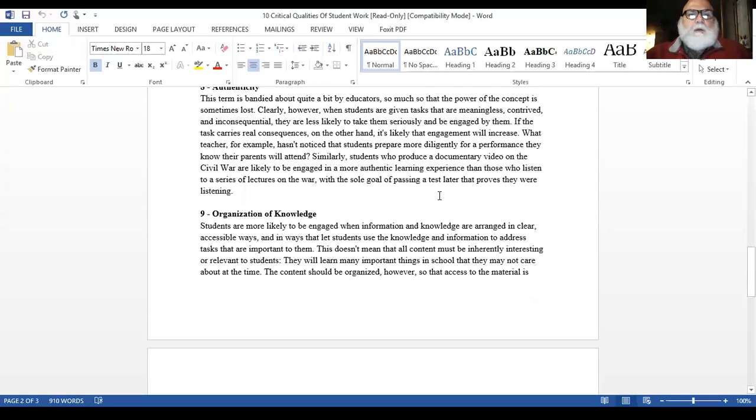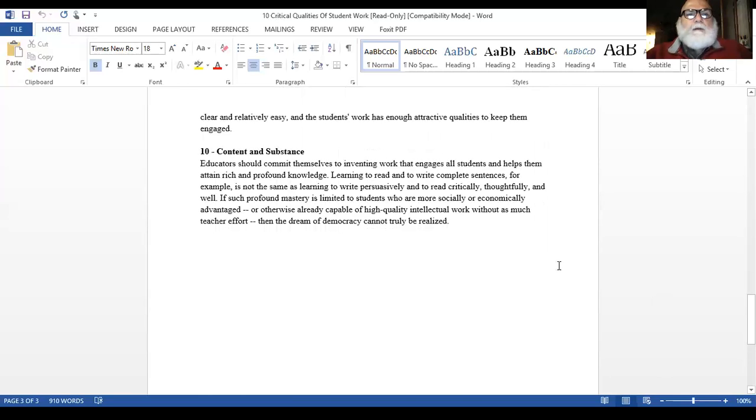Organization of knowledge. Students are more likely to be engaged when information and knowledge are arranged in a clear, accessible way. That's why we give you notes. That's why we give you directions. We give you rubrics, and we give it to you in an orderly fashion. And number 10, content and substance. You've got to commit yourselves to inventing work that engages all students and helps them attain rich and profound knowledge.